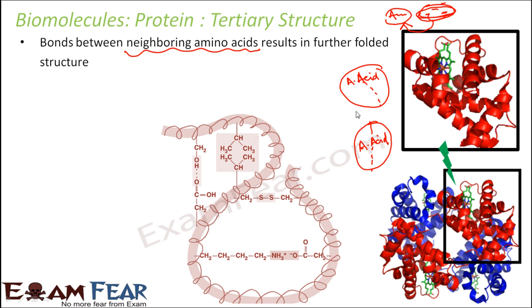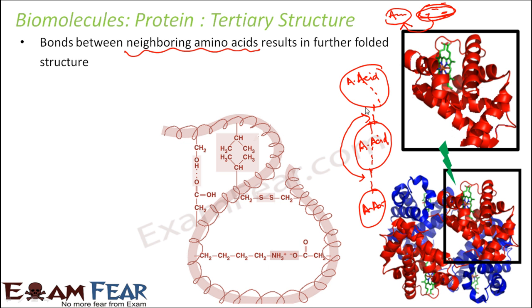So what is a peptide bond? The bond which is joining the two amino acids, right? Similarly, you have another bond which is joining this amino acid to another amino acid. So these bonds will be interacting with each other. Due to the interaction between the different polypeptides, the secondary structure will come into picture.